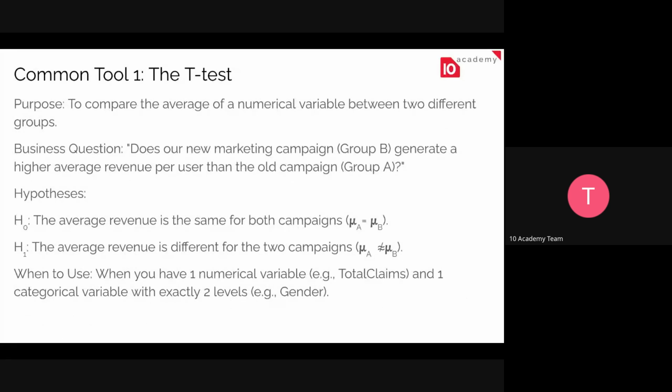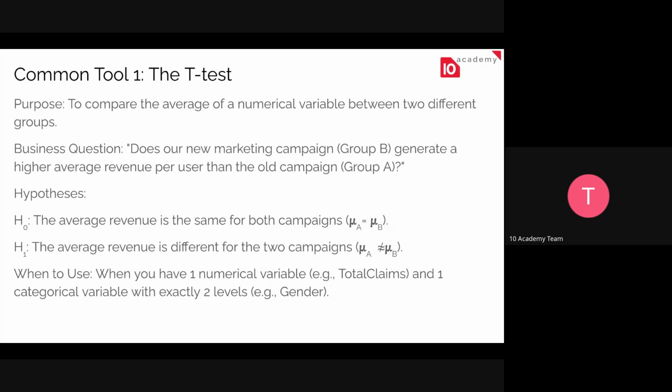But let's take a look at the three tests that we have here. The first one is the t-test. Its purpose is to compare the average or mean value of a numerical variable between two different groups.